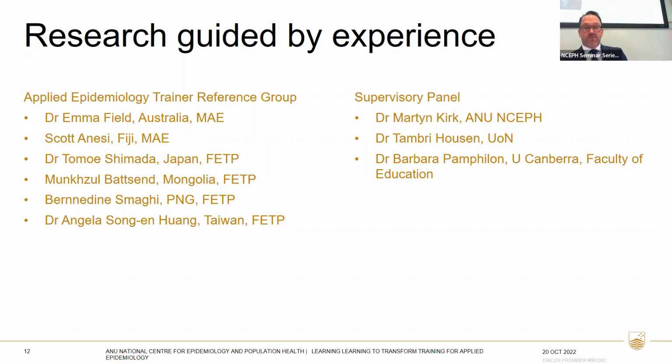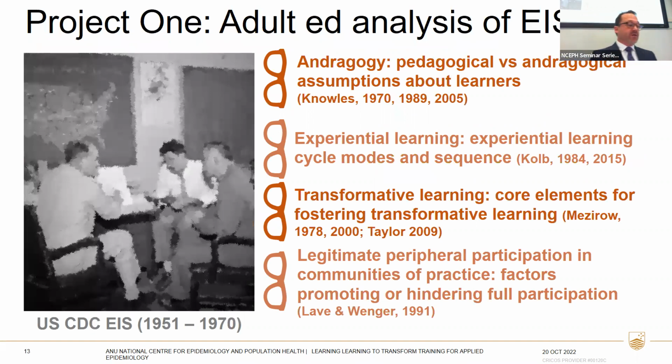So, in the first project, we looked at the original EIS through the lens of adult learning. The goal was to find a theory of learning or a theory of training underpinning the model. Unfortunately, they didn't describe one and publish it. So we selected 4 established adult learning theories with different perspectives: Malcolm Knowles' andragogy, David Kolb's experiential learning theory, Jack Mezirow's transformative learning, and Lave and Wenger's legitimate peripheral participation in communities of practice.